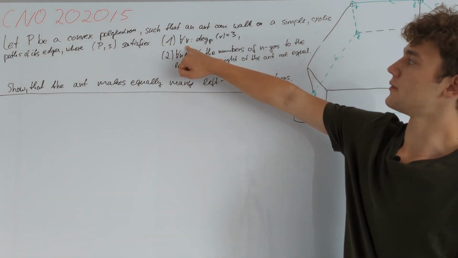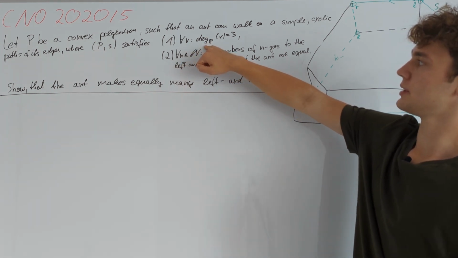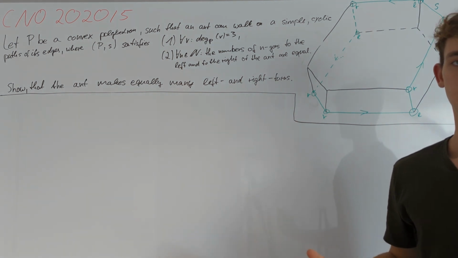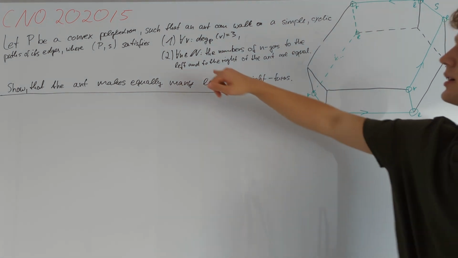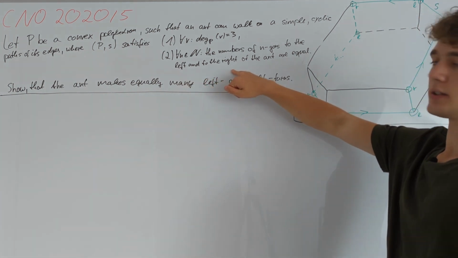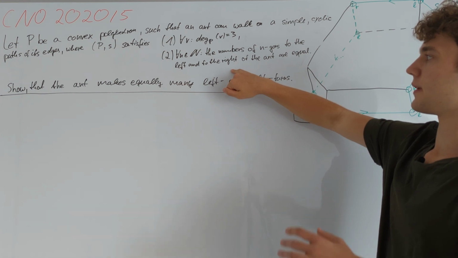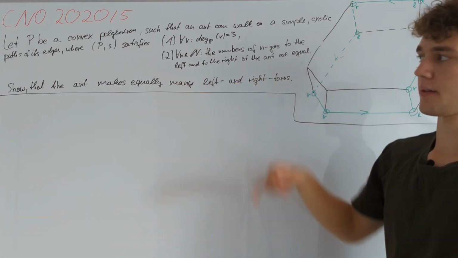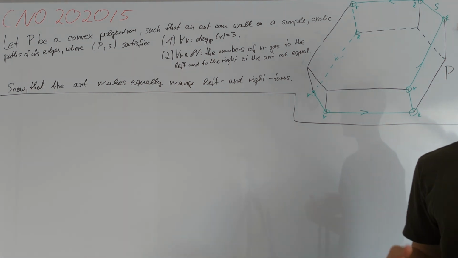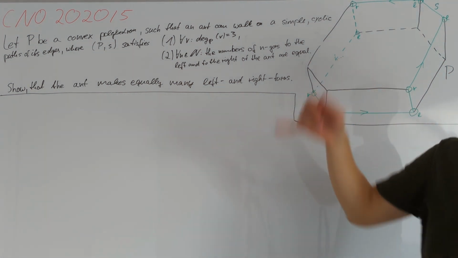Firstly, for all vertices V of the polyhedron P, the vertex degree in P of V must be equal to 3. And furthermore, for all positive integers n, the number of n-gons to the left of the ant path is equal to the number of n-gons to the right of the ant path. We need to show that the ant makes equally many left turns and right turns on its cycle around the polyhedron.